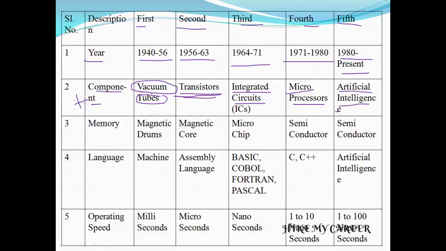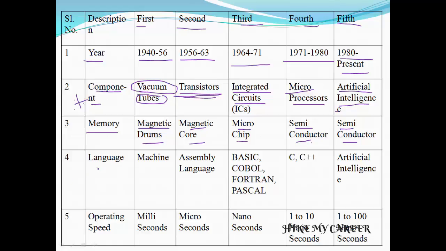So component is vacuum tube for first generation, transistor for second, integrated circuit for third, microprocessor for fourth, and artificial intelligence for fifth. Next, memory: first generation is magnetic drums, second generation is magnetic core, third generation memory is microchip, fourth generation memory is semiconductor, and fifth generation is semiconductor.